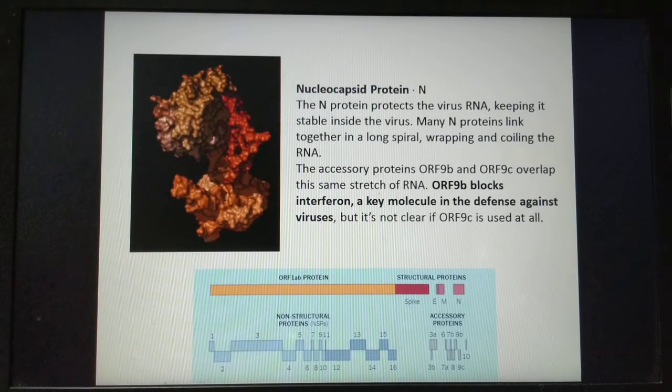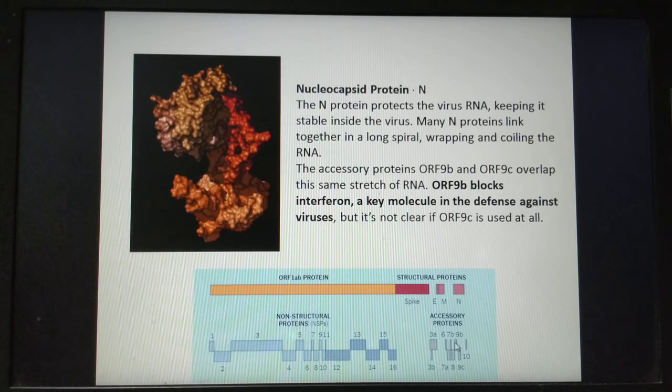Nucleocapsid protein. What is a nucleocapsid protein? DNA in our cell or RNA in the virus cell cannot stay naked. They have to be protected from outside attack of DNA or RNA degrading enzymes inside a protein shell. So those proteins which cover the RNA or DNA are called nucleocapsid protein. So this protein N is the nucleocapsid protein.